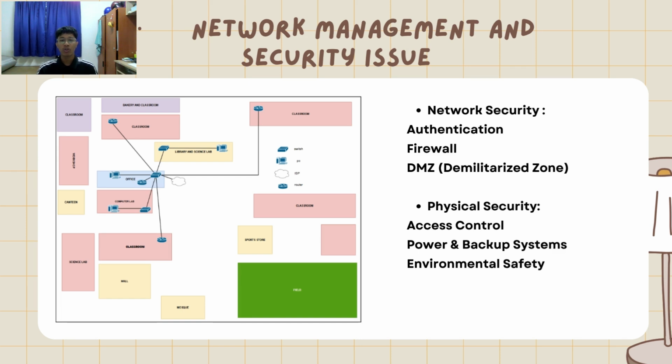For physical security, we propose an access control system with keycard entry to restrict unauthorized physical access to the server room. Power and backup systems include uninterruptible power supplies to maintain operation during outages, and environmental safety measures such as temperature control and fire suppression to protect hardware. This enhancement will ensure data integrity, protect sensitive student and staff information, and maintain network availability, addressing the school's current security shortcomings effectively.